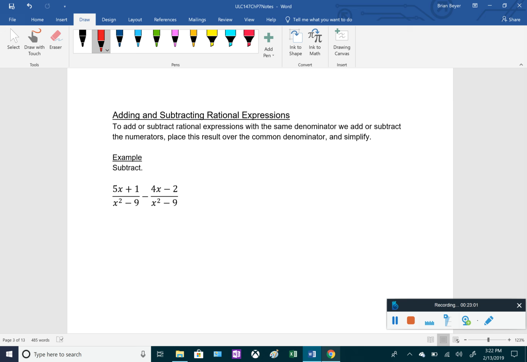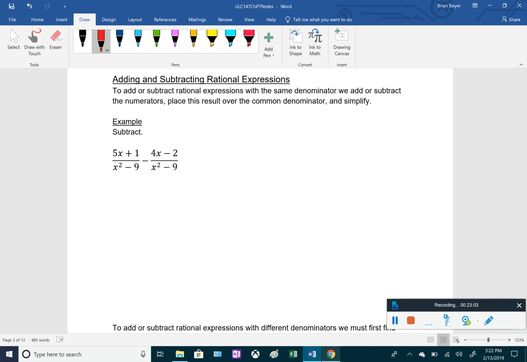Okay, so now for the other operations, adding and subtracting. Adding and subtracting rational expressions is, once again, similar to fractions. We need the same denominators, so we need common denominators. Before we do that, let's just do one where they already have common denominators. When they do have common denominators, we just have to add or subtract the numerators and place them over that common denominator.